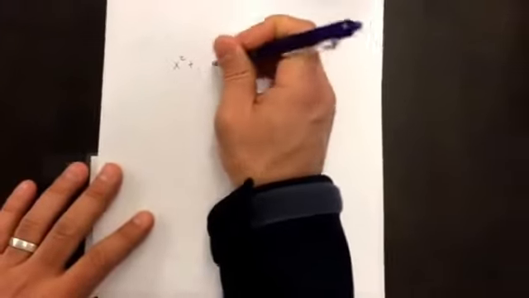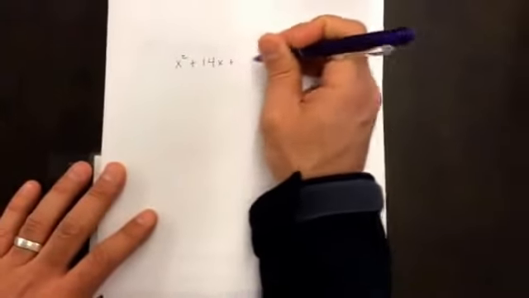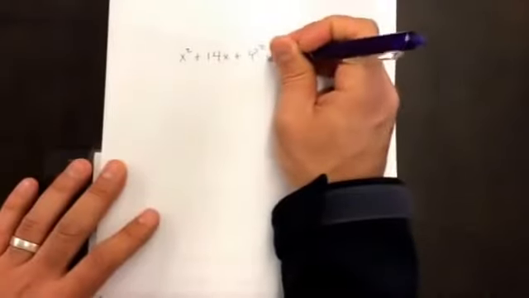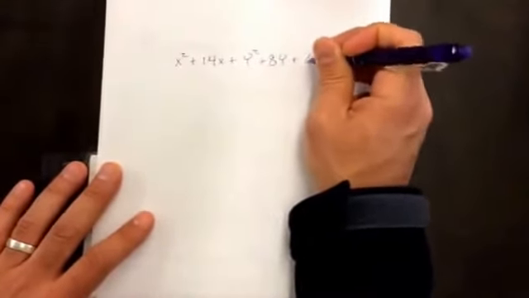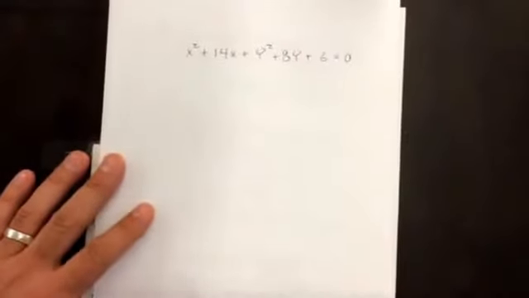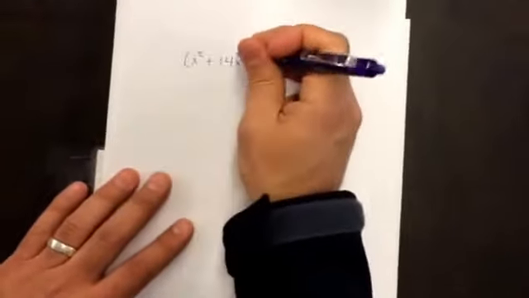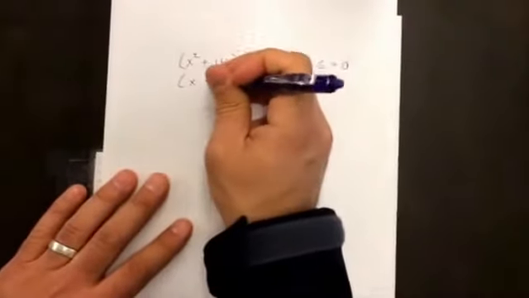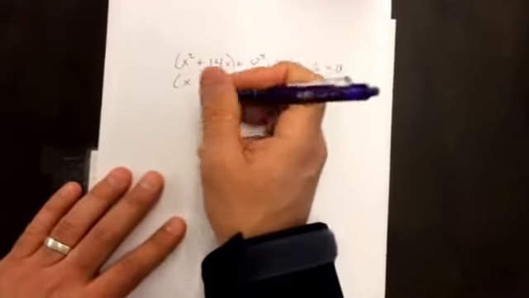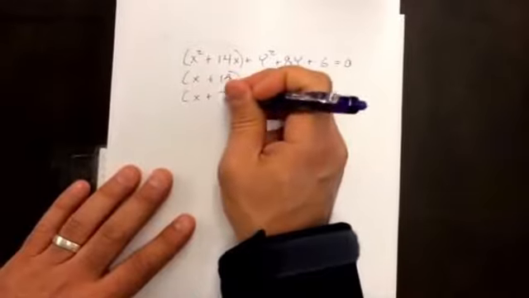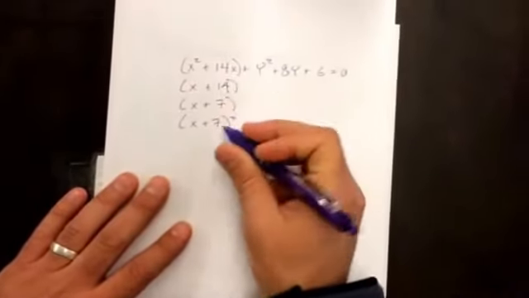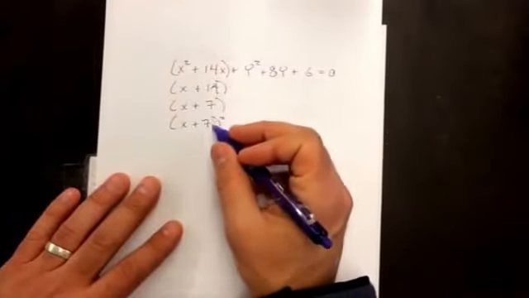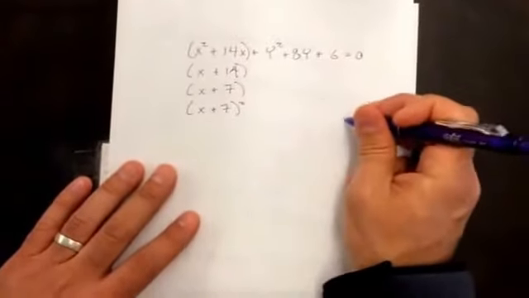So if I have something like this, I'm going to go through the process. I'm going to do the x's first, so I'm going to trap the x's. I'm going to drop an x from each. I'm going to divide by 2. I'm going to square it. When I squared this, I added 49 to this side, which is 7 squared. So I'm going to add 49 to the other side.